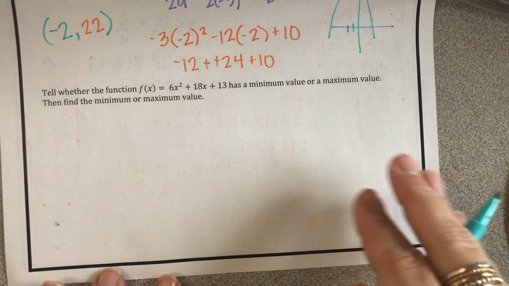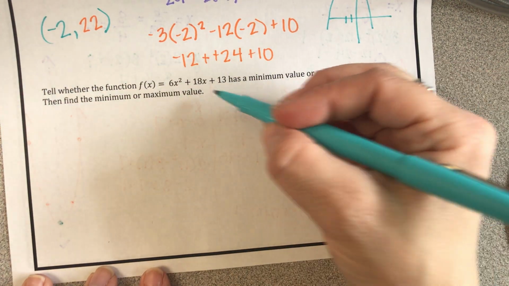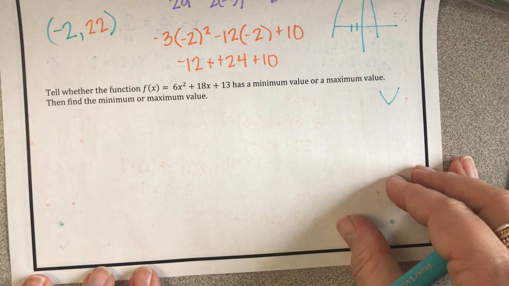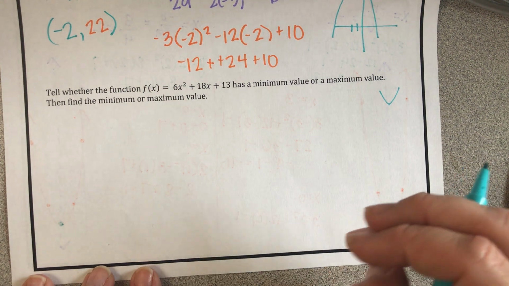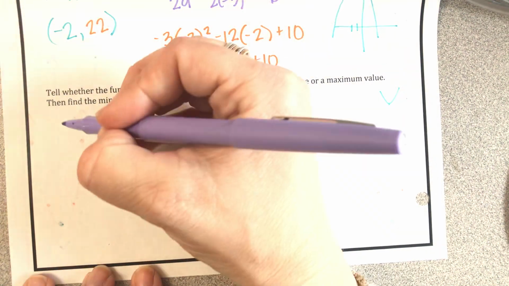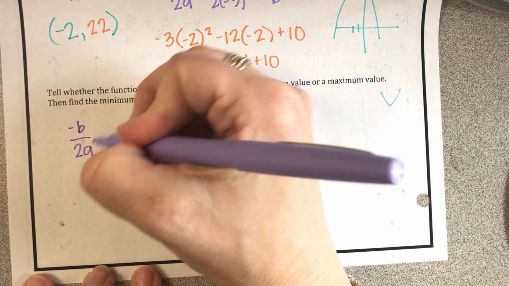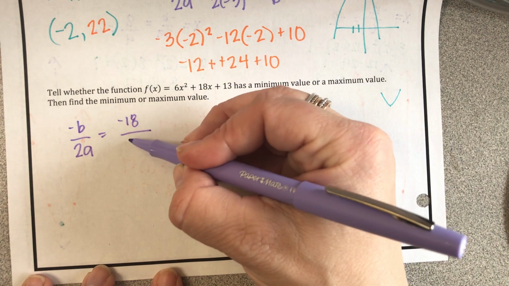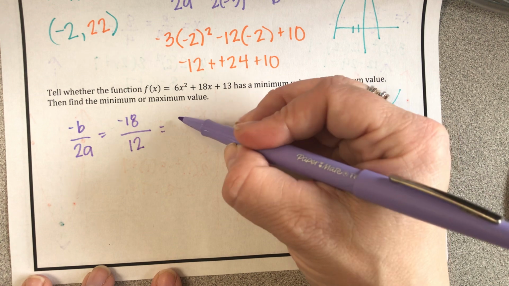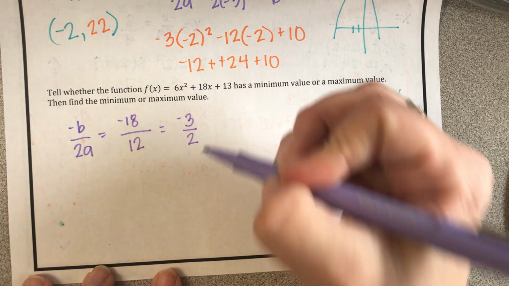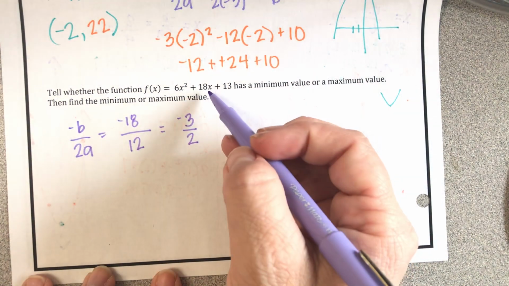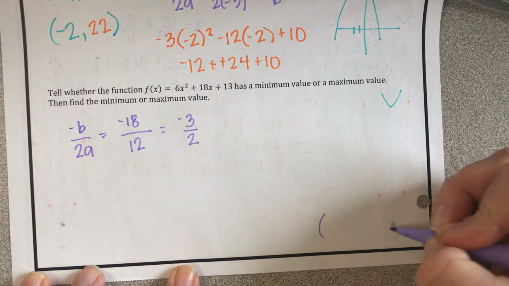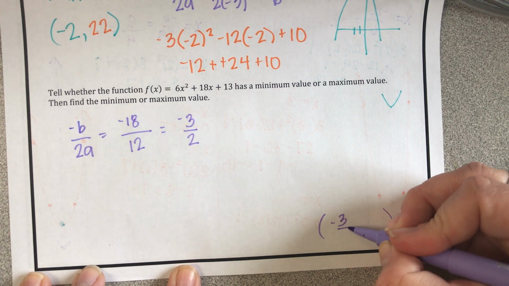Okay, on the next one, because this is positive, that means it's opening up. So that means that this value, the vertex, has to be the minimum. So for the minimum, same thing, we're going to do negative b over 2 times a. So negative 18 over 2 times 6 is 12. Okay, so let's simplify. That's negative 3 over 2. Right? Negative b over 2 times a. So I'm going to go ahead down here and fill that in as my x.